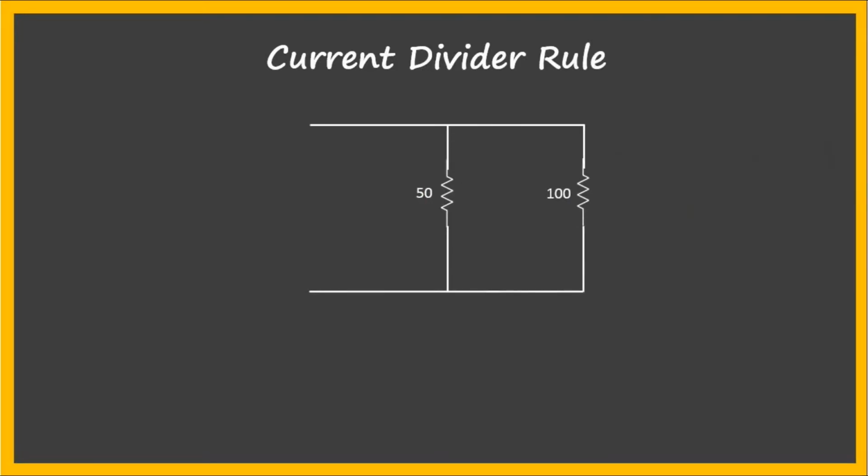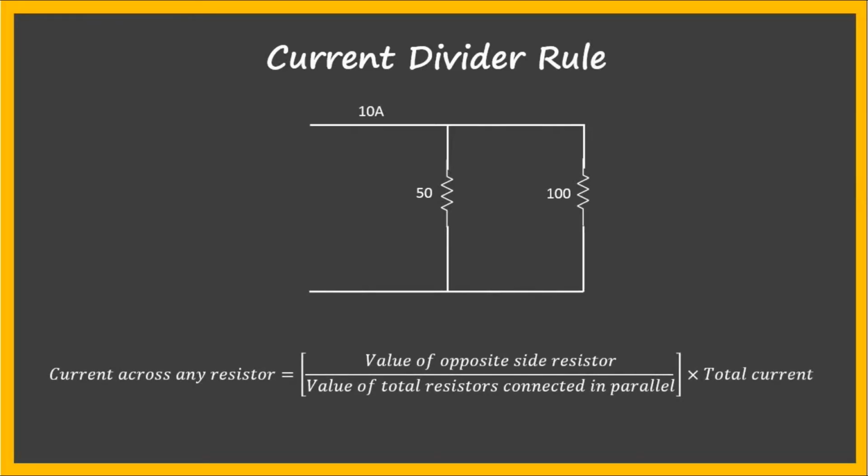Let's discuss the current divider rule with the proper formula. Suppose there is a network of 2 resistors connected in parallel. A total of 10 ampere current is entering the network. The formula for a 2 resistor network circuit is this: to calculate the current across any resistor, divide the value of the opposite side resistor by the total resistance of the resistors connected in parallel and then multiply it by the total current entering the network.